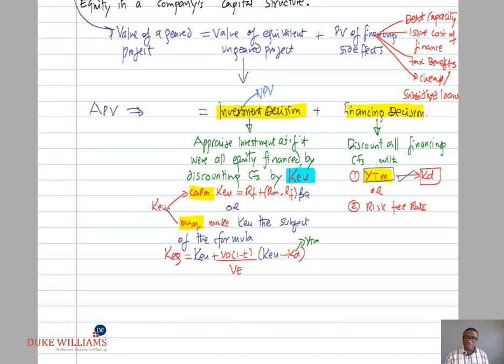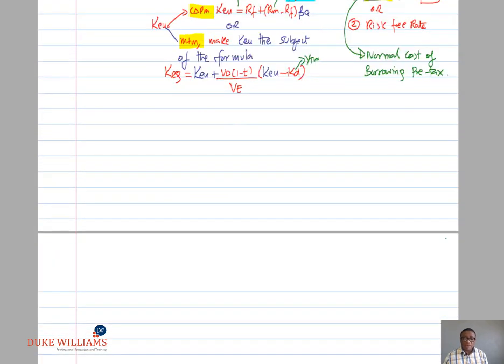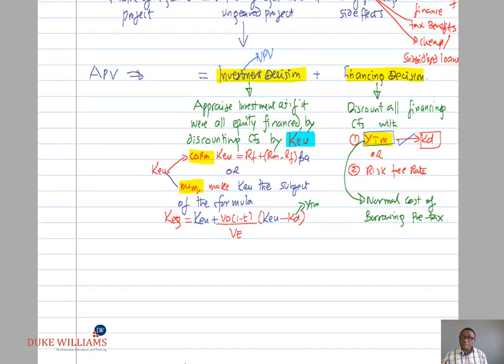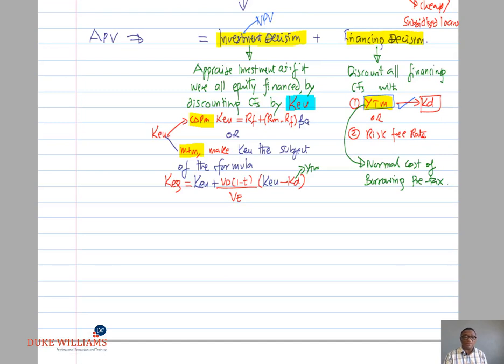So where you read normal cost of borrowing, that should be normal cost of borrowing pre-tax. That is what we will be looking at. Now, I want us to look at a few things here and there regarding this bit connected to cheap or subsidized loan.